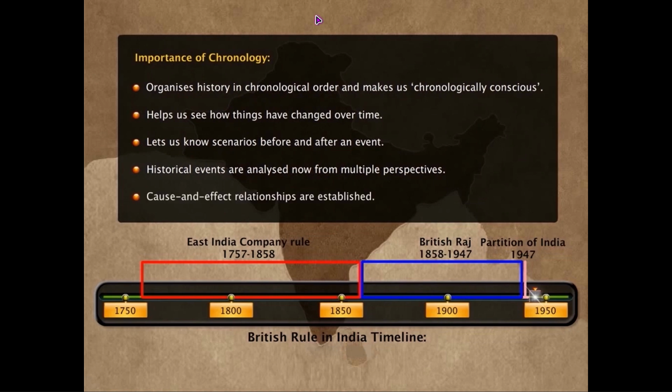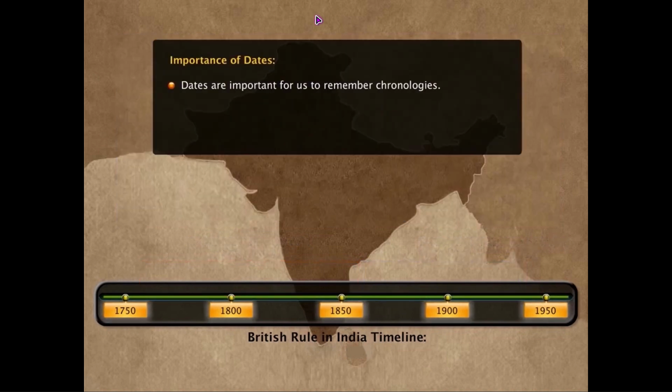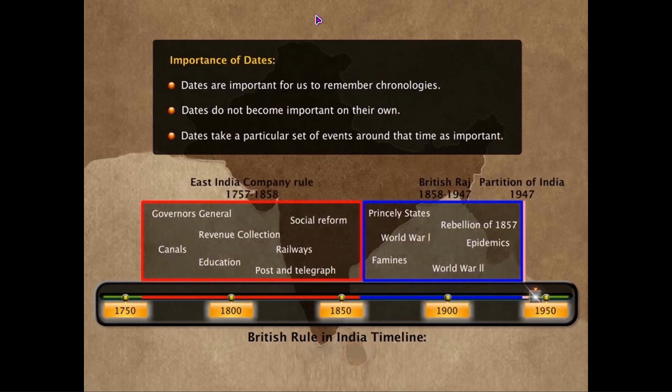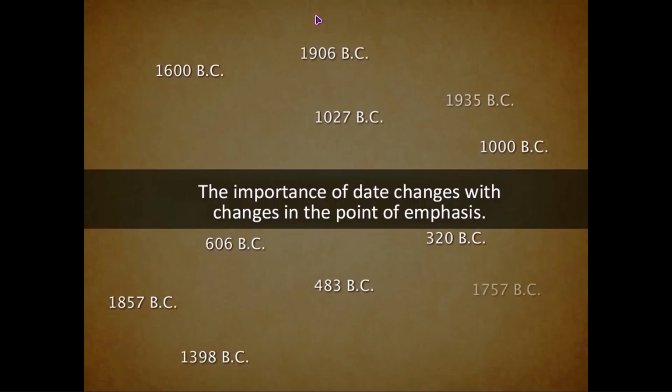Cause and effect relationships can be established, which explain the connections among people and events. Dates are important if we are to remember chronologies. But dates do not become important on their own. They become important because a particular set of events around that time was important. The importance of dates changes with changes in the point of emphasis. We explain this with the following example.